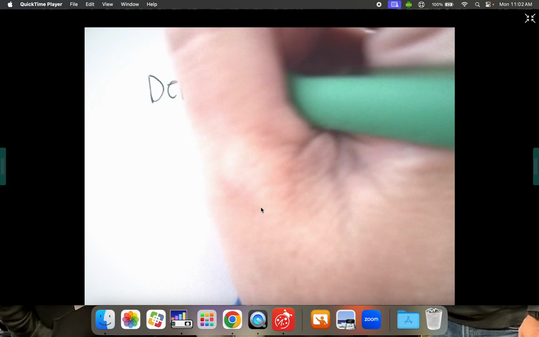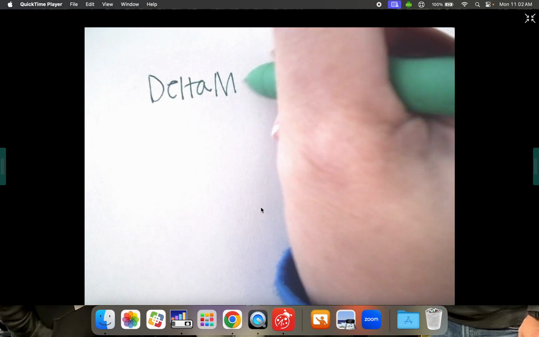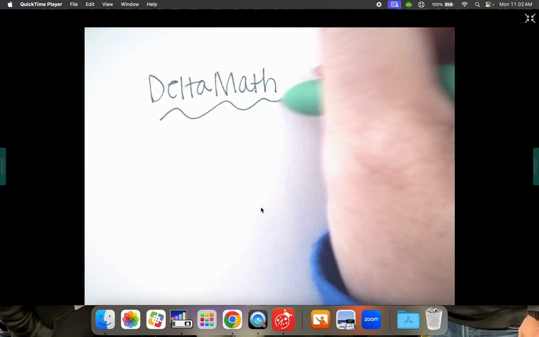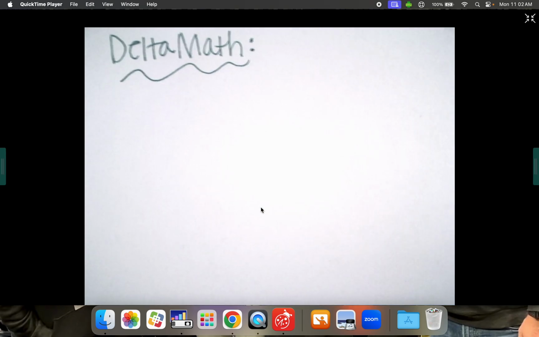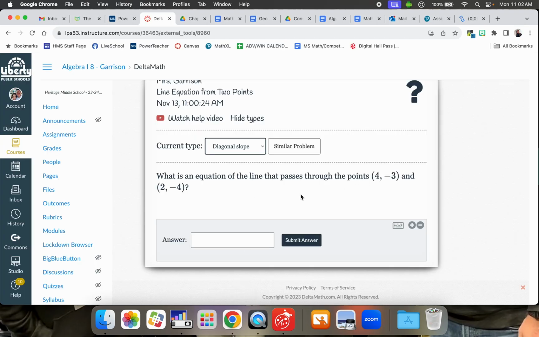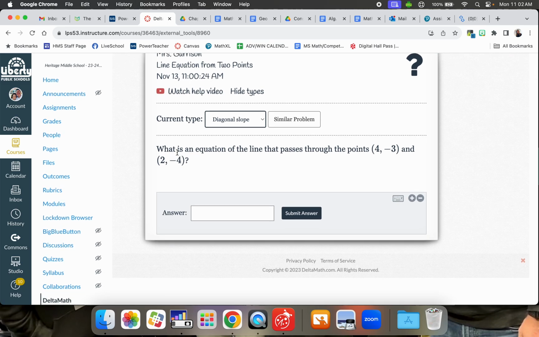Okay, for our DeltaMath for today, I wanted to first make sure everyone has either a piece of scratch paper in front of them or, I just grabbed a piece of scratch paper, but you guys could use your spiral notebook. So let's take a look at one of the problems that could be assigned today. What is an equation of a line that passes through the points (4, -3) and (2, -4)?